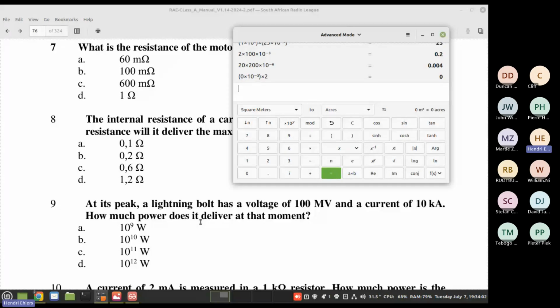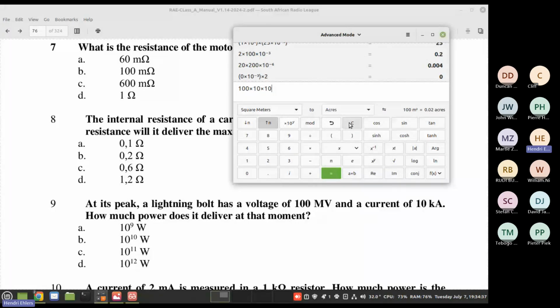At its peak, a lightning bolt has a voltage of 100 megavolt and a current of 10 kiloamp. How much power does it deliver at that moment? 10 to the 12, so I think it's a trillion. Yes, 10 to the 12, 100 trillion watts. Yes, a lot. There were a lot of zeros.